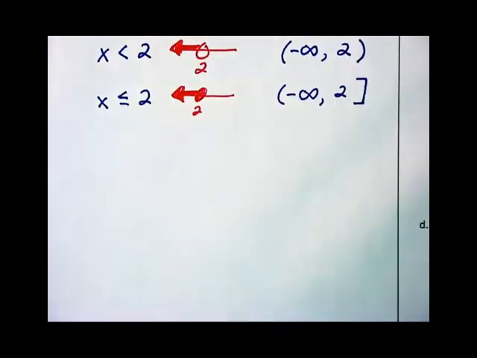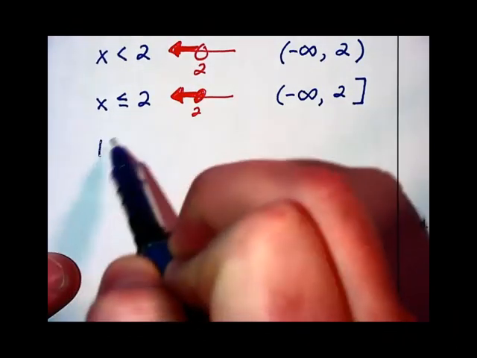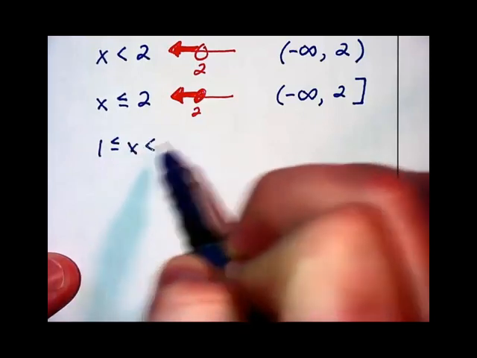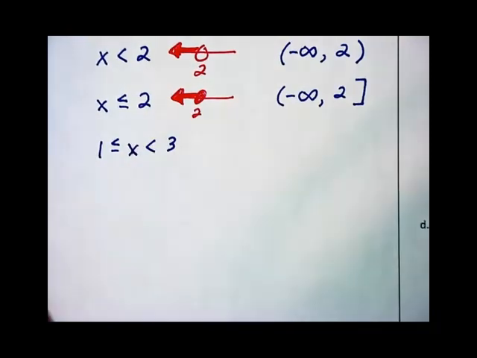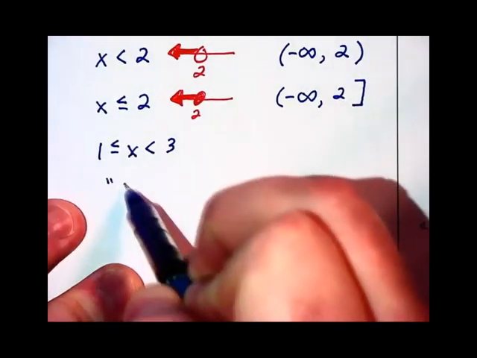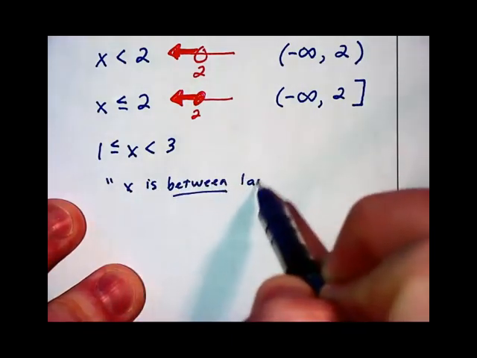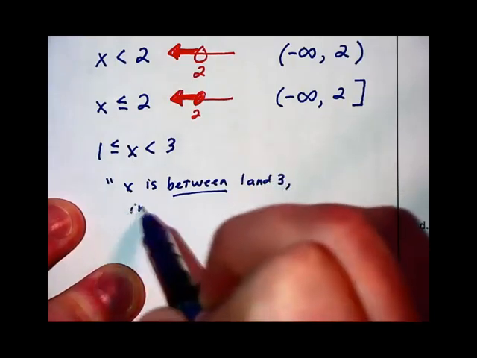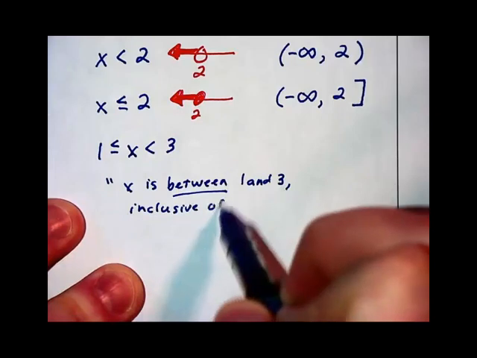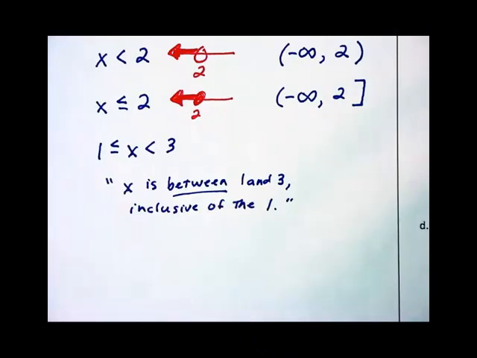Now let's show you a few other things that can occur here. Let's say we have something like 1 is less than or equal to x is less than 3. This is known as a compound inequality, and sometimes we would pronounce this as x is between 1 and 3, inclusive of the 1, and that way I would represent the equal to on the left hand side of that interval. But there's a betweenness notation there.